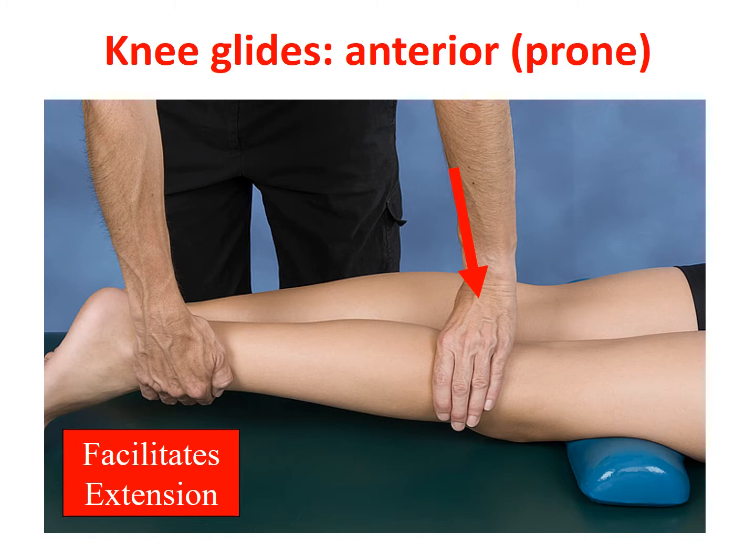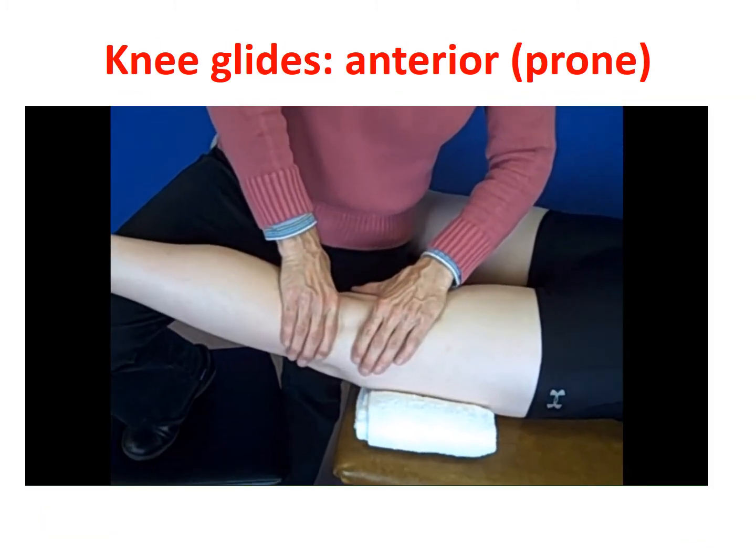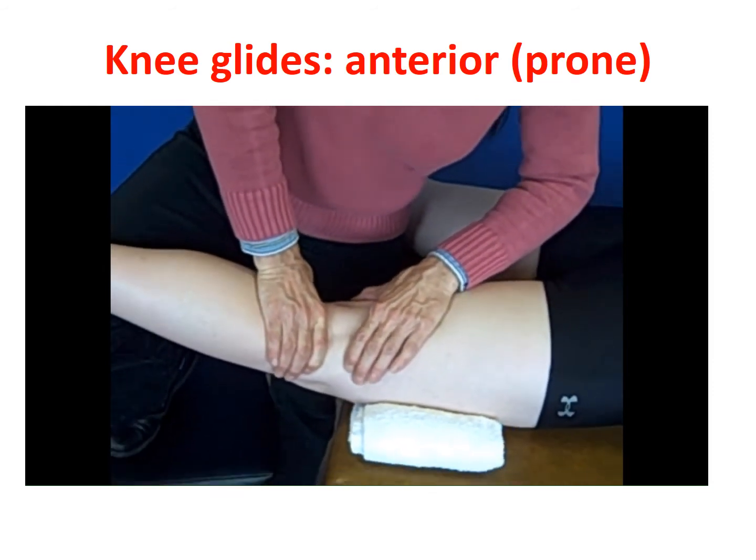And in this case, again, you see the forearm of the clinician in line with the direction of movement so that the translation is parallel to the joint surface. And again, this anterior glide in prone facilitates knee extension. And again, here is a video of that technique.